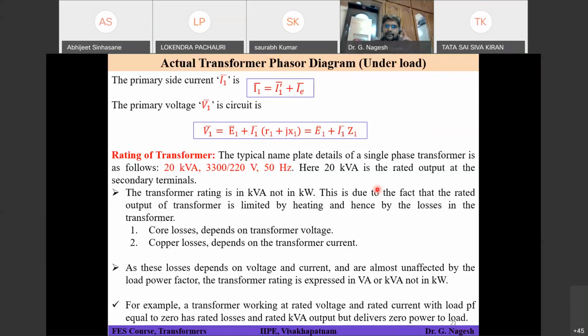Okay, if you see the last point, for example, a transformer working at rated voltage. That means I have connected it to 3300 volts, and the rated current is also flowing with load power factor angle 0. What does this mean? Load power factor angle equals 0 means what? What kind of load might I have connected on the secondary side? Resistance. Load power factor angle is equal to 0. Is it resistance?